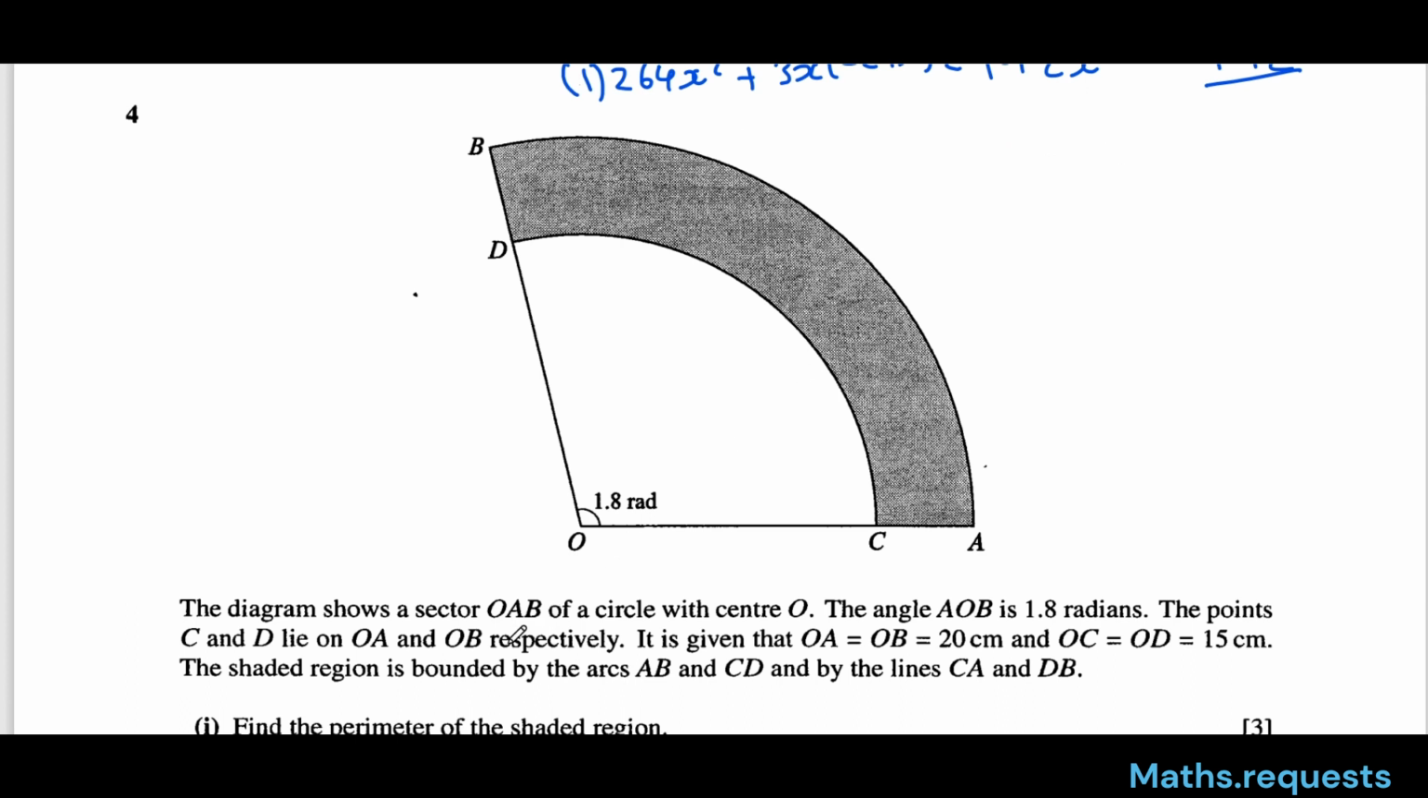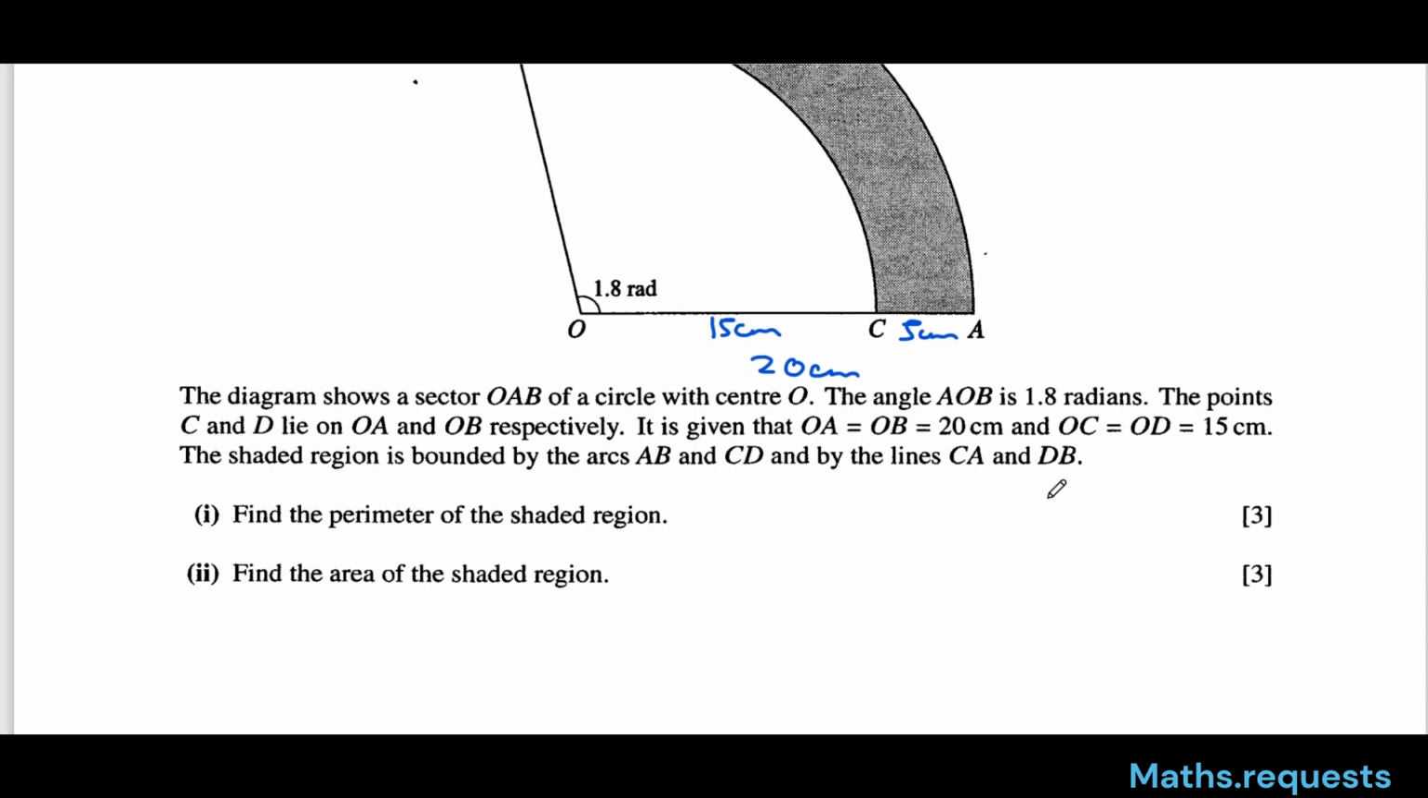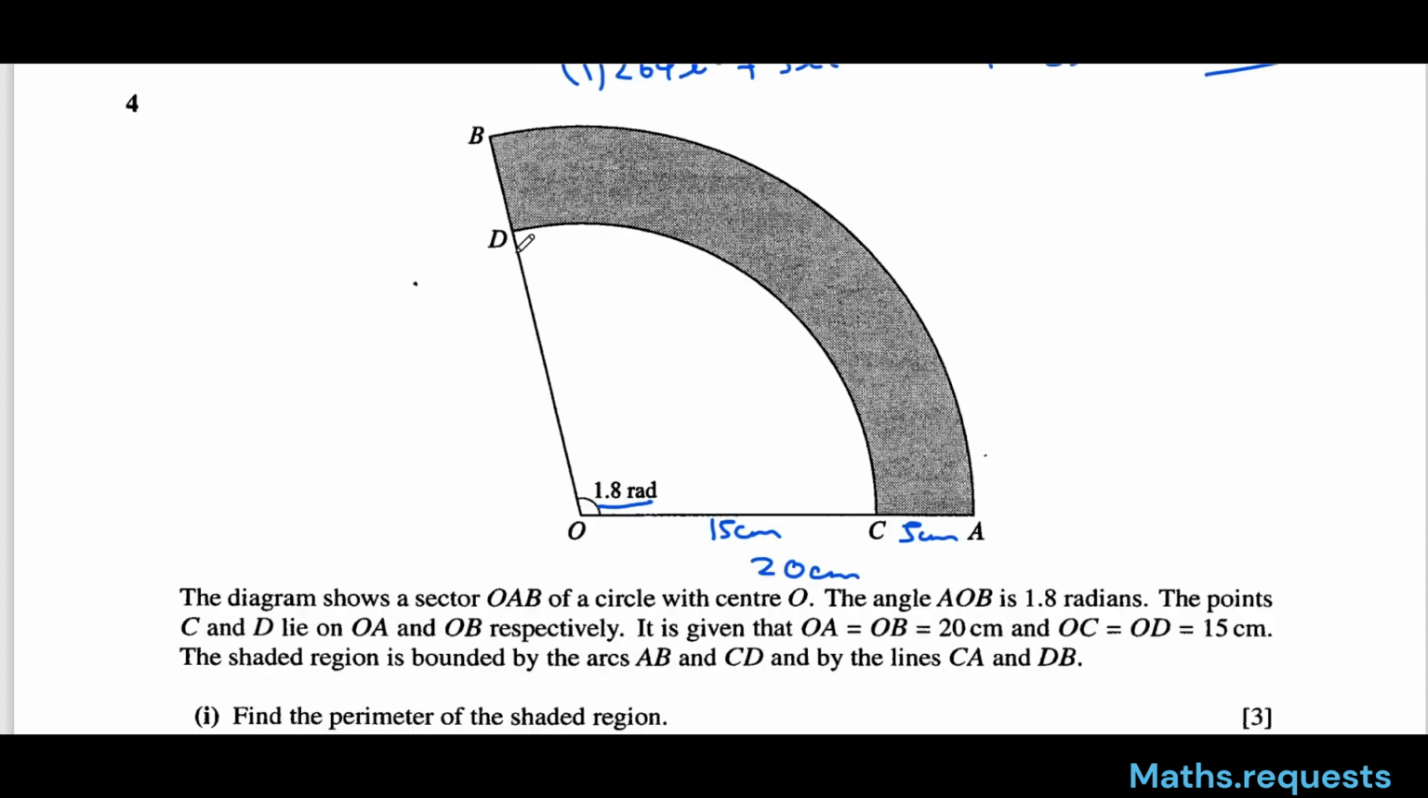Okay, so question 4, the diagram shows the sector OAB of a circle with center O. The angle AOB is 1.8 radians. The points C and D lie on OA and OB respectively. Given that OA equals OB, which equals 20 centimeters, and OC and OD equal 15 centimeters. So this is 15 centimeters, 5 centimeters. The shaded region is bounded by the arcs AB and CD and by the lines CA and DB. Alright, so find the perimeter of the shaded region. So that means you want to find this line, and then these two lines, and then this arc right there. I hope that's clear.